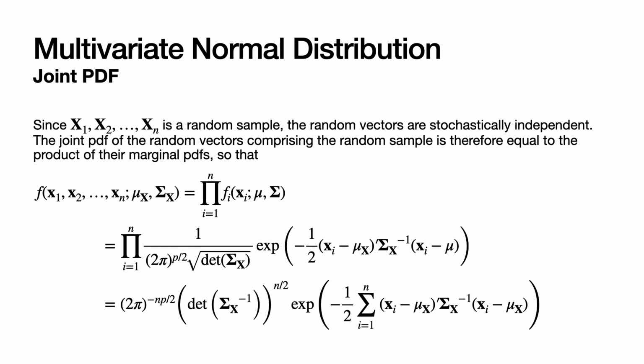That is equal to the product of the individual PDFs. And so this turns out to be 2 pi raised to the negative n times p over 2 power times the determinant of the inverse of the covariance matrix, that expression raised to the n over 2 power, and all of that times the exponential function evaluated at negative 1/2 times the sum, i going from 1 to n, of these quadratic form expressions, the transpose of x sub i minus mu sub x, pre-multiplied against the inverse of the covariance matrix, which is then post-multiplied by the difference between x sub i and the mean vector mu sub x.